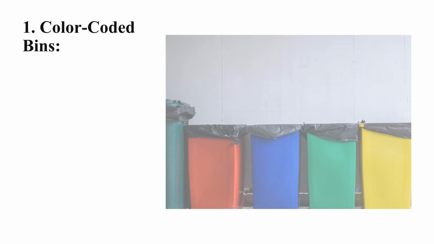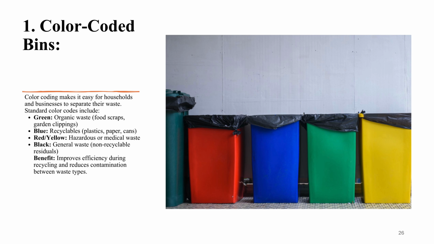1. Color-coded bins. Color coding makes it easy for households and businesses to separate their waste. Standard color codes include green: organic waste, food scraps, garden clippings; blue: recyclables, plastics, paper, cans; red or yellow: hazardous or medical waste; black: general waste, non-recyclable residuals. Benefit: improves efficiency during recycling and reduces contamination between waste types.